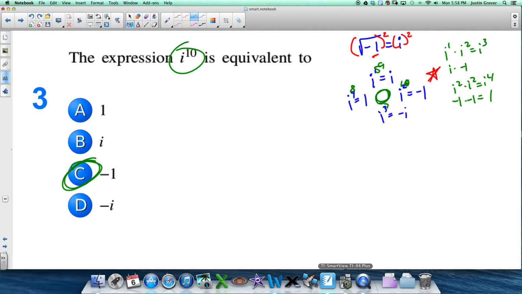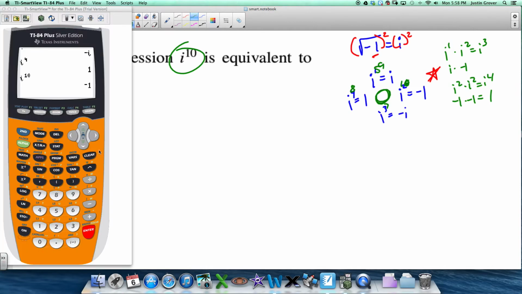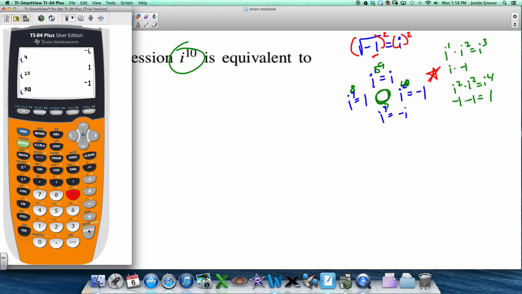But anyways, let's go back to our calculator and let's try something other than i to the 10th. What happens if you try something really large? Like let's try i to the 99th. So you raise it to the 99th. What happens? Well, you get this weird answer. And that's not 1, negative 1, i, or negative i. And so what happens is sometimes the calculator gets confused.